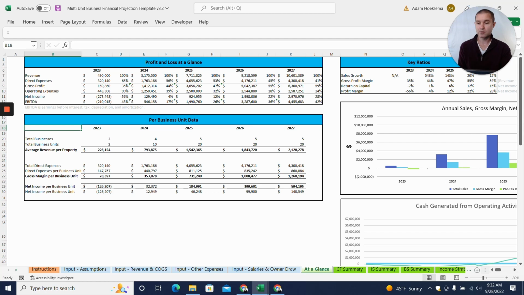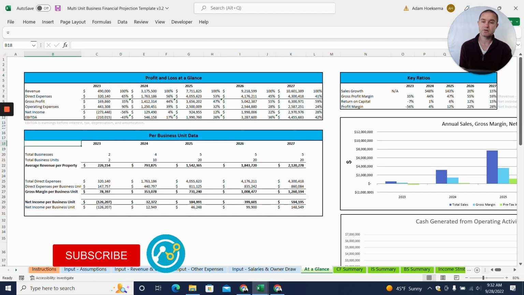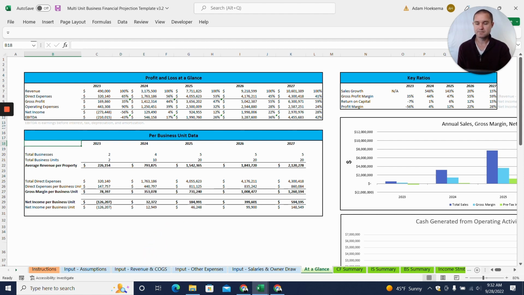And all of that will bring us back to our at a glance tab. You can see the consolidated view of the start of our vet clinic empire and what those key ratios are going to look like on a per unit basis as well as consolidated. So hopefully this has been helpful and kind of give you some ideas of how you can use this template in your roll-up acquisition strategy.